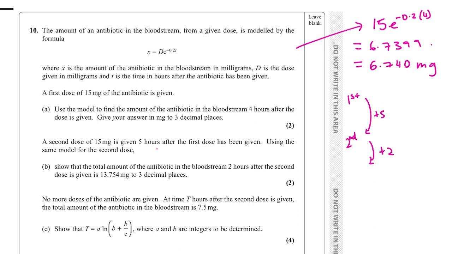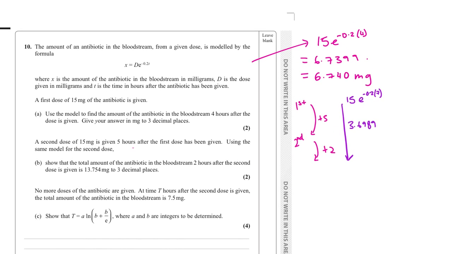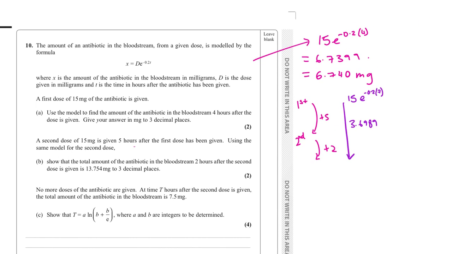So the first dose is still going after 7 hours, we can see here that after 4 hours, there was still just under half. I don't know if after 7 hours, it's going to have completely left the body. So let's find out 15e to the minus 0.2 lots of 7. Let's find out if there's any left in the blood at that time. So 15 times shift e to the minus 0.2 times 7. Okay, yes, there is. So the first dose, there's 3.6989. Okay, so we're 7 hours in and it's still going.